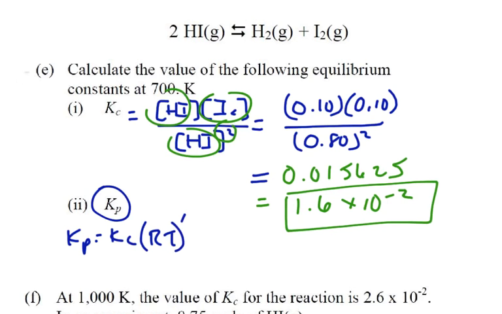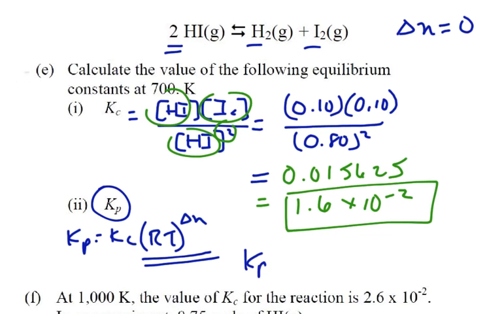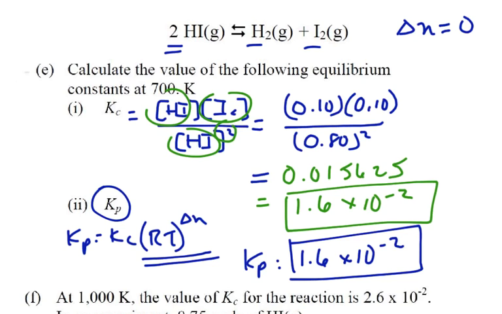RT delta N. But if you notice in this case here, I have 2 moles of gas on this side, I have 2 moles of gas on this side, so delta N is 0. Well, if delta N is 0, then this whole term turns into 1. So we just know that Kp equals Kc, so therefore Kp has exactly the same value as the Kc. No calculations involved.